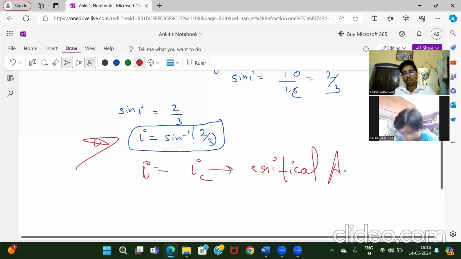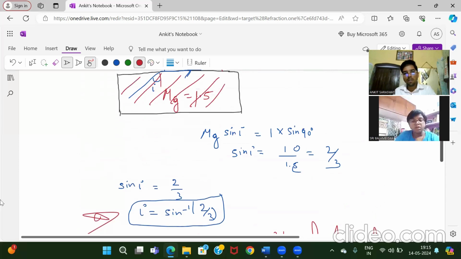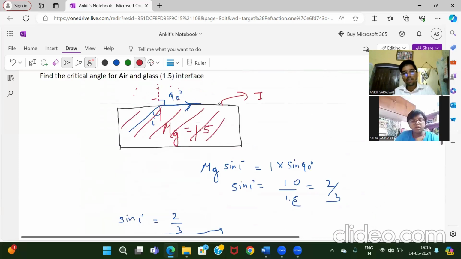Here at this angle, the light ray is grazing the surface. Clear? Yes, sir. If any angle is more than this IC, clear? IC means critical angle. If any angle is more than IC, then the light ray will come back to the same medium. Clear?